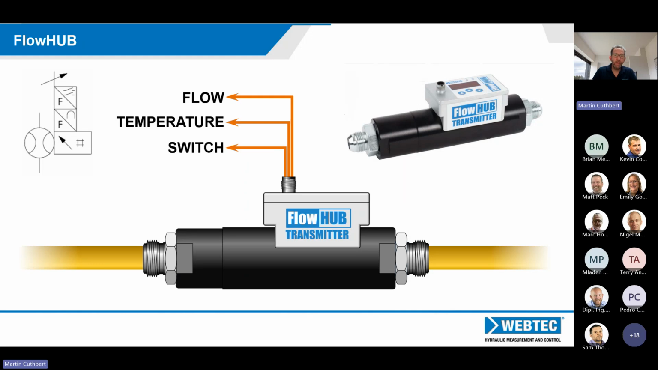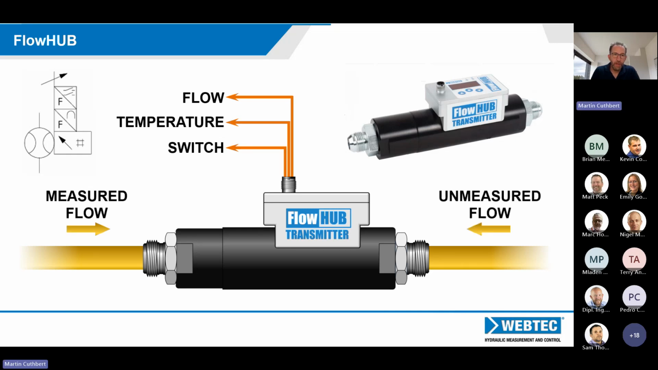So here we have what we call the flow hub, the transmitter version, which again is another variable orifice meter. It measures flow and temperature, but it also has a switch inside it, and that enables you then to trigger another device when a certain flow is hit, either a high flow or a low flow. And on the screen you can see the flow and temperature in real time. So it's both a visual indicator and electrically connected to somewhere else in the circuit.